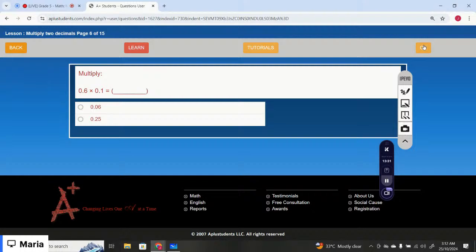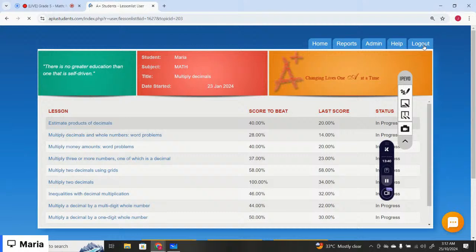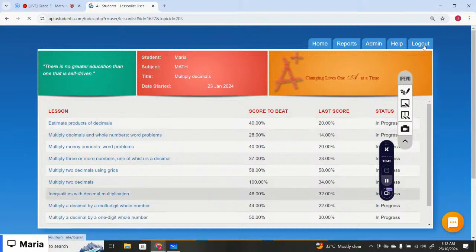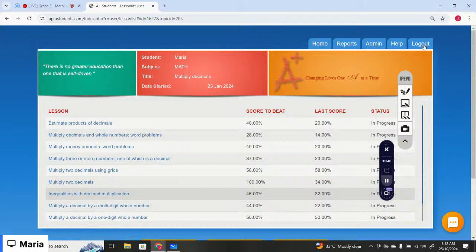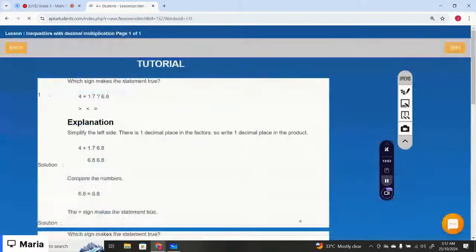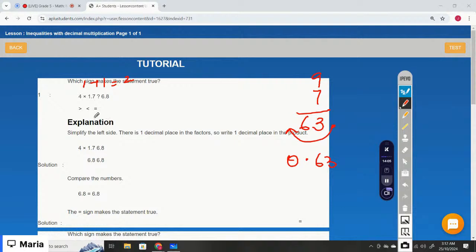And the next lesson is inequalities with decimal multiplication. Which sign makes the statement true? 4 times 1.7, you have to compare it to 6.8, right? So just solve this side. You have to solve 4 times 1.7, right?